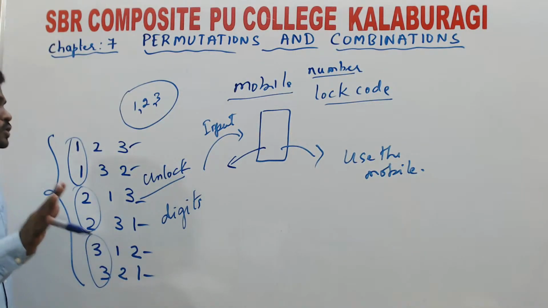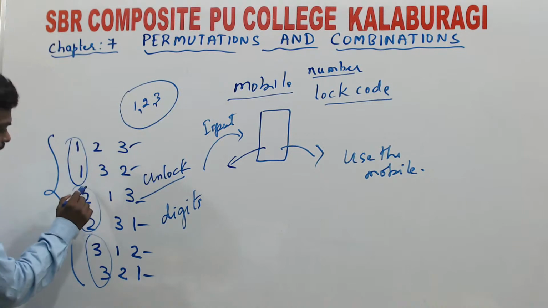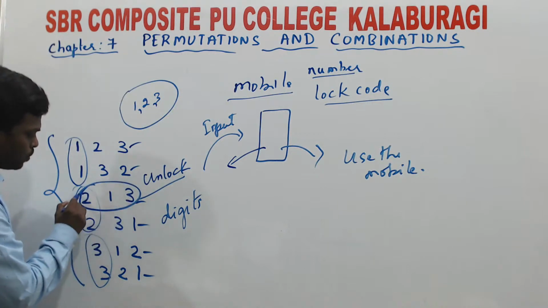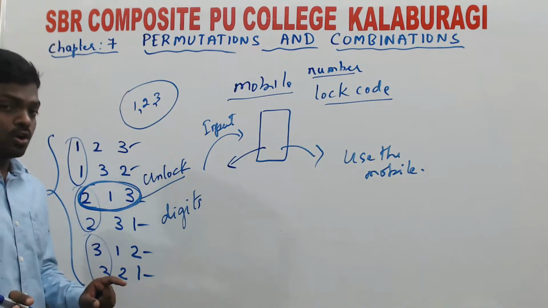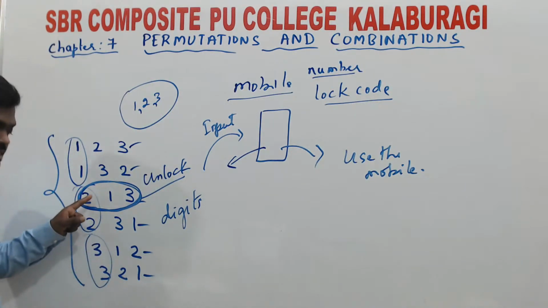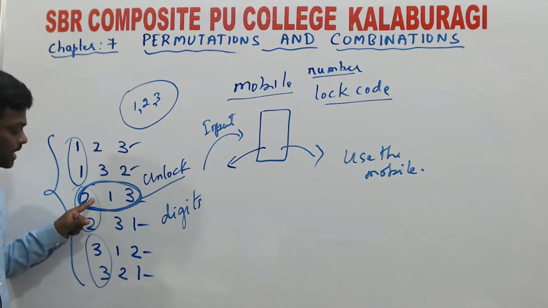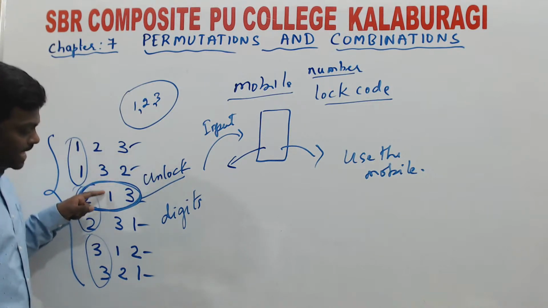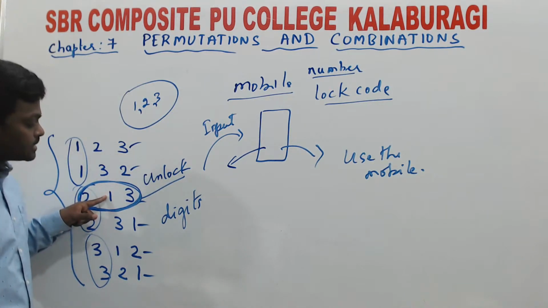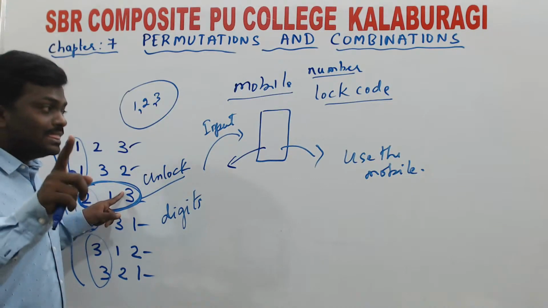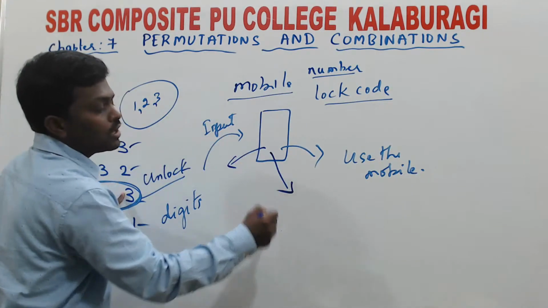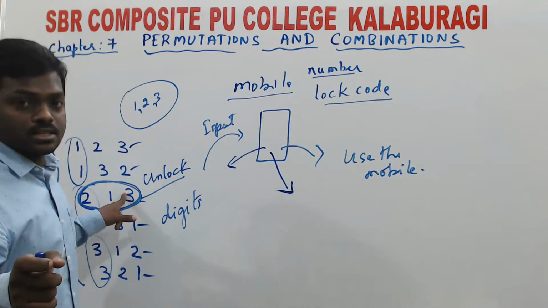Is that clear? So in this, let me say you have picked 213 as your lock code. That means the first number that has to be entered is 2, the next number to be inputted is 1, and the next number to add is 3. Then only your particular mobile unlocks.